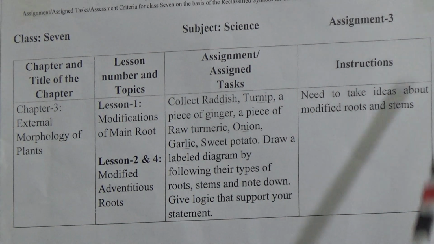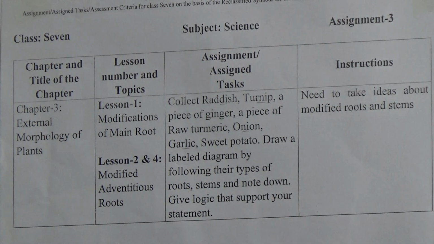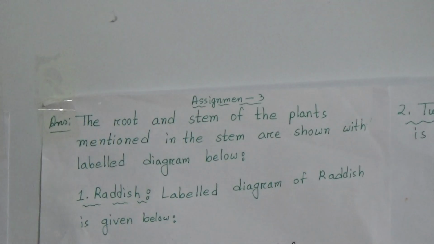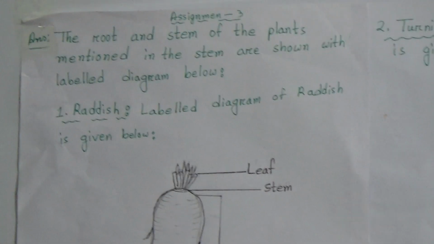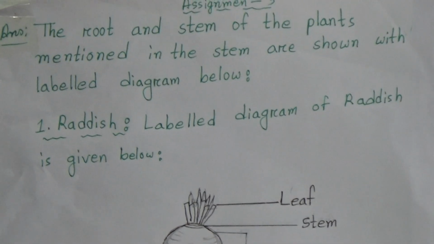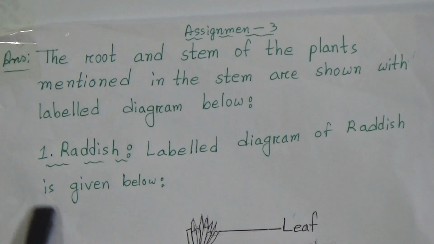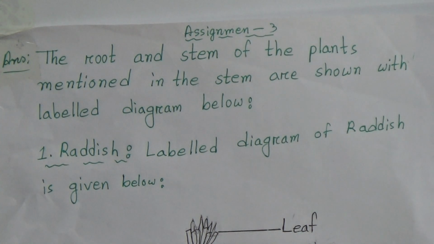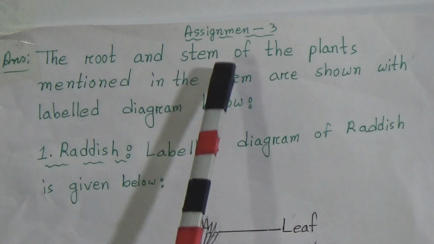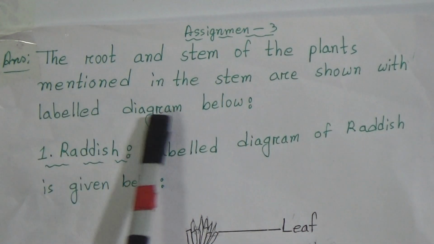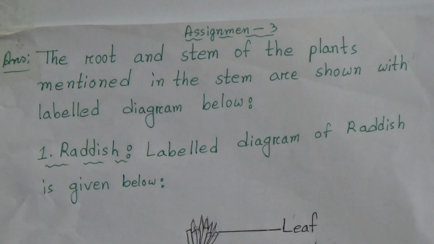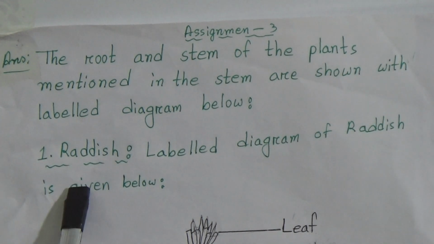And look at here, come to here. I have written an assignment for you, and remember, don't copy from my assignment. This is a demo writing for you, for giving you an idea. And I have written here, the root and stem of the plants mentioned in the stem are shown with label diagram below. First one here is radish.